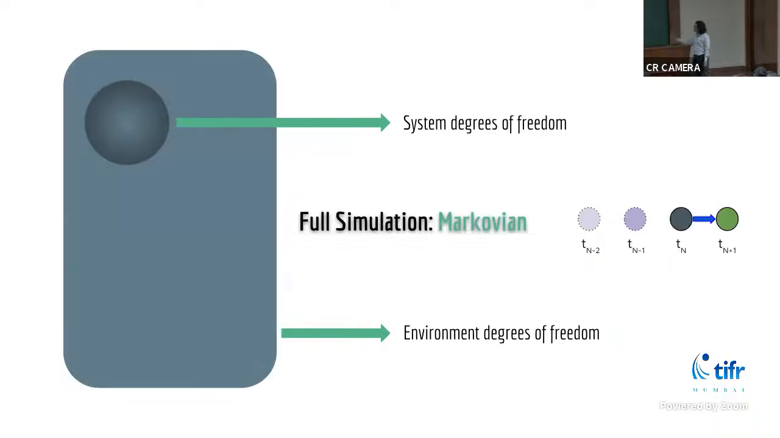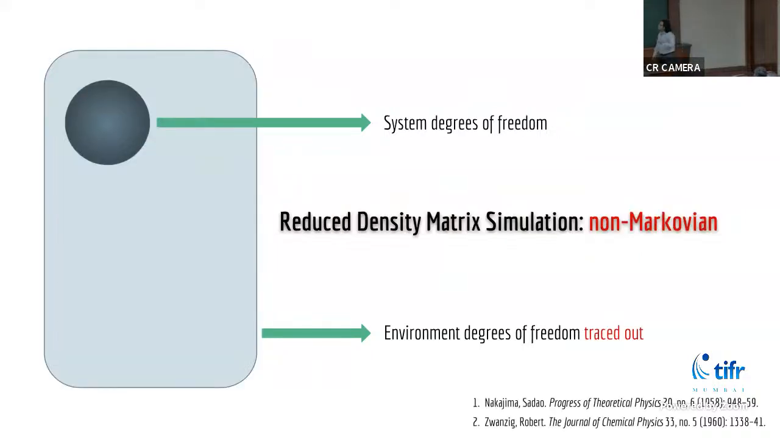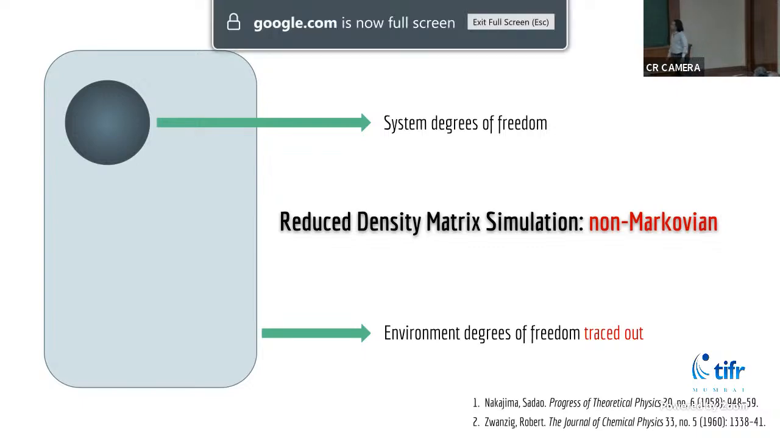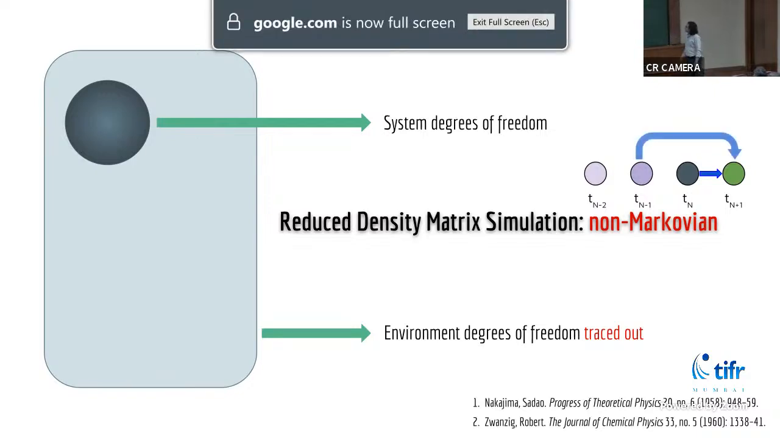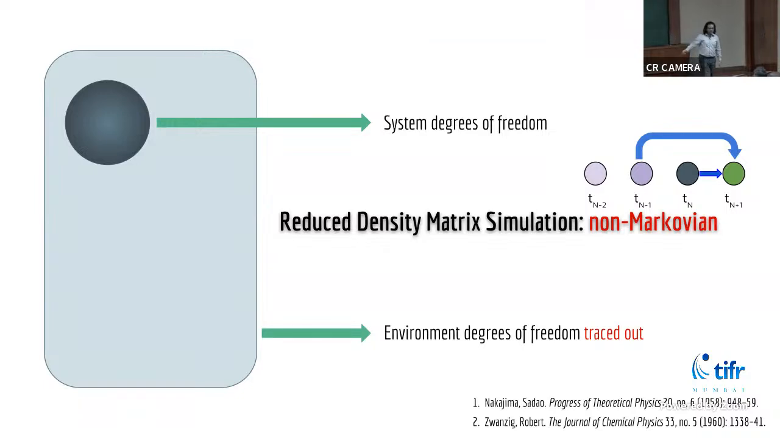However, since this is impossible to do, you will be tracing over, integrating out the solvent degrees of freedom beforehand, leading to what is called a reduced density matrix. You have drastically reduced the dimensionality, but at the cost of incurring some memory. So the dynamics becomes non-Markovian. That means the state at time point n plus 1 depends not only on time point n, but on n minus 1, n minus 2, and so on.